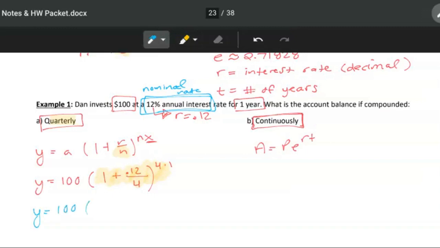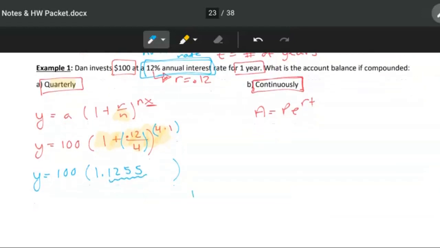So leave the 100 out for a second. We can deal with that later. If you just type that part in, and again, be careful with parentheses, especially if you have an old calculator: 1 plus parentheses 0.12 divided by 4, raised to the 4 times 1 power. You should get 1.1255 if you round to 4 decimal places. We said you can basically just look at the decimal part of that. If you turn that into a percent, that means 12.55%.